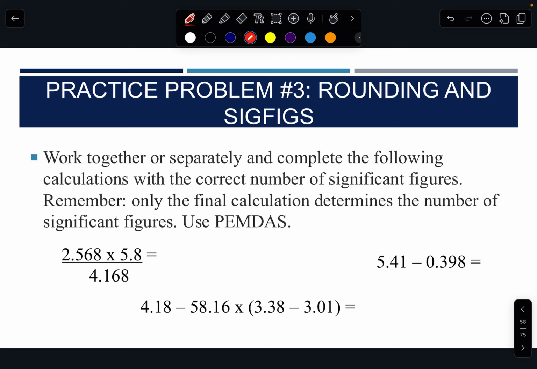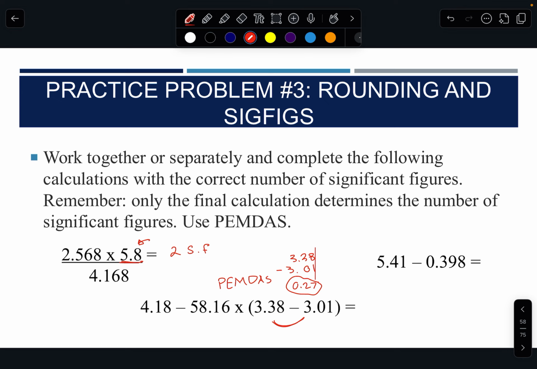Okay, so from this calculation, I see that this is just multiplication and division, which means that 2 significant figures is going to be our answer. For this, we will follow PEMDAS to determine what our final significant figures are going to be. And so we would do this calculation first, which means 3.38 minus 3.01, and so we will cut that off right there. We have the same number of significant figures. What are we left with? 0.27. Okay. And so we have two significant figures in this.